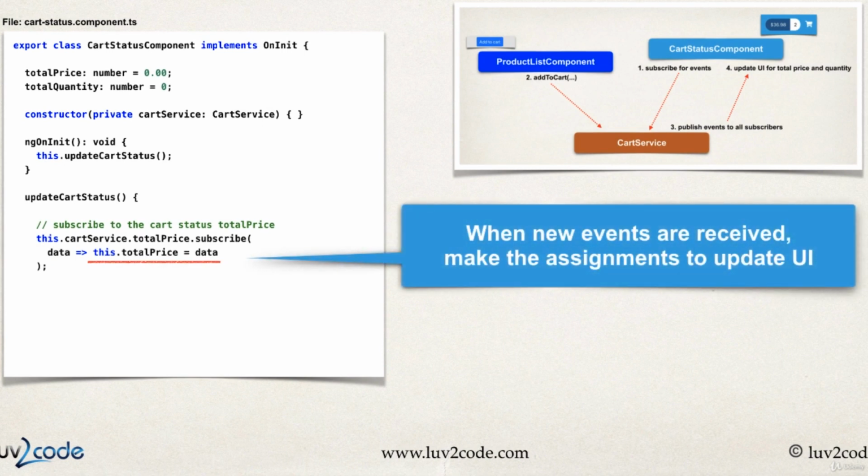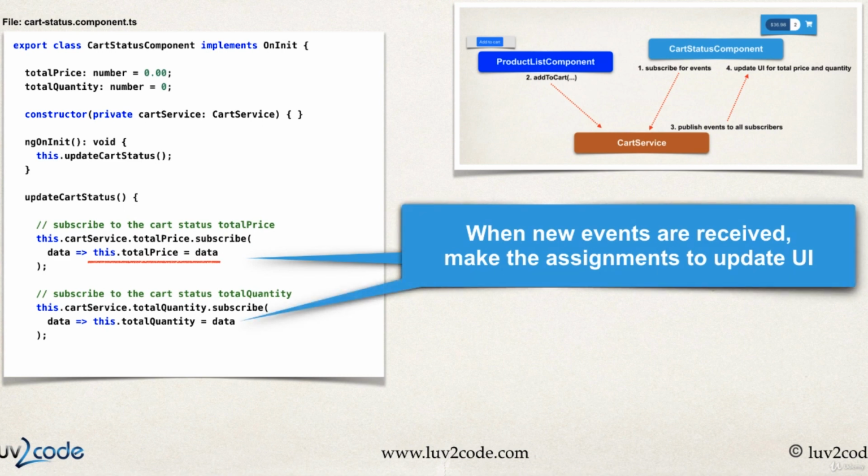When new events are received, we simply make the assignments to update the UI. Whatever data comes back, I say this.totalPrice equals data. That's data being sent from, or published by, the cart service. I do a similar thing here for total quantity. The data is sent over, we receive it, and then we assign it accordingly so we can update our user interface.